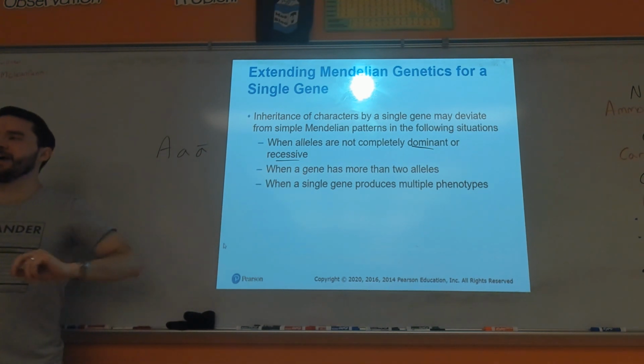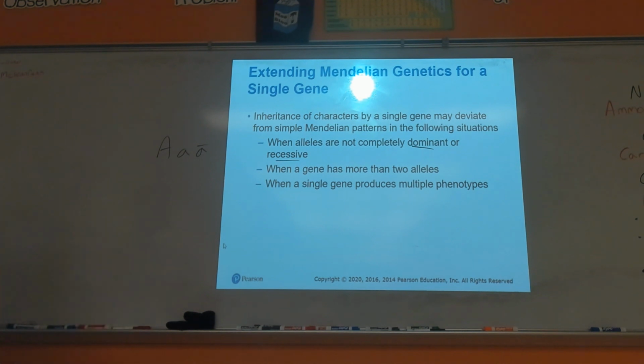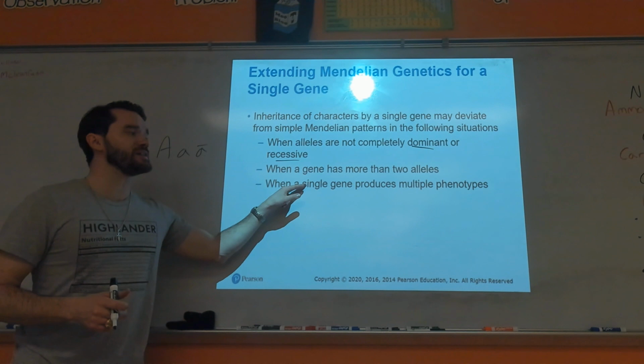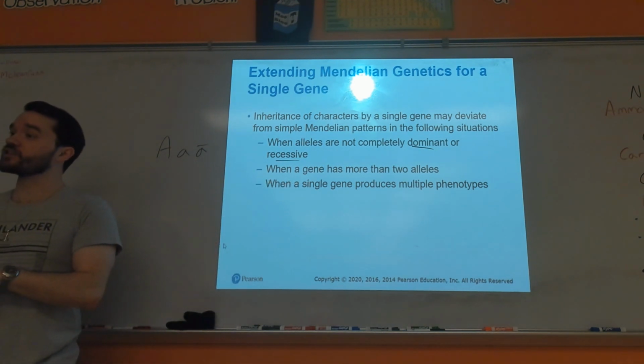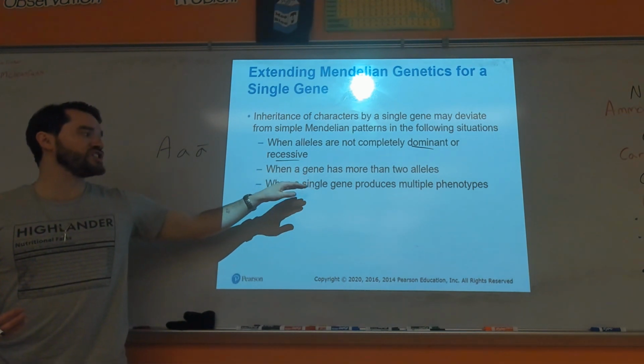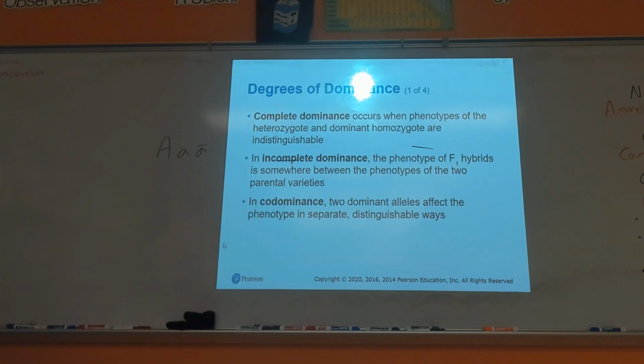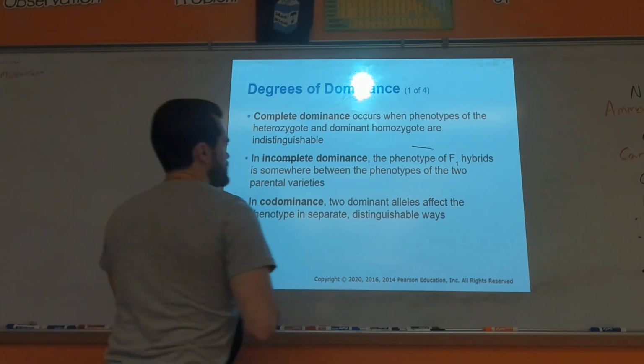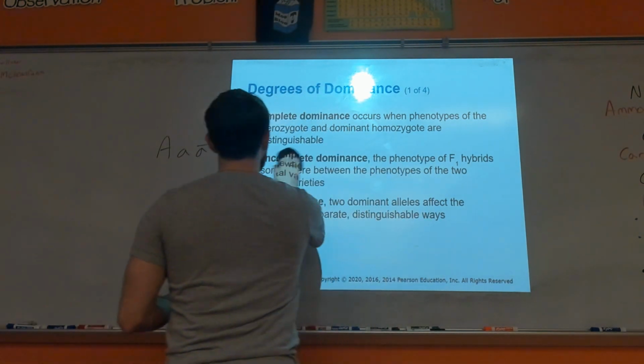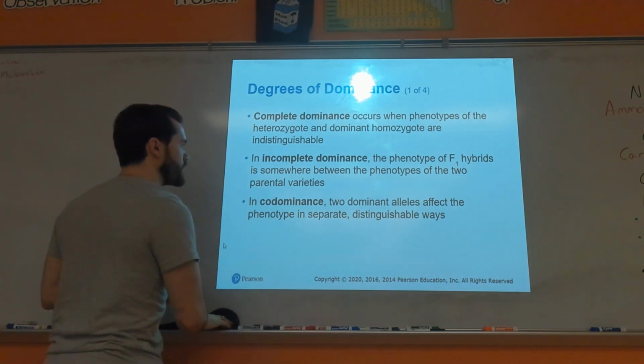When we get into blood typing, that's a good example where you'll see the multiple alleles. Or there could be a scenario where a single gene makes multiple phenotypes. In other words, one gene maybe doesn't just code for flower color. Maybe one gene could code for flower color and the shape of the seeds. Okay? All right. So they call this degrees of dominance, a category where they fit.